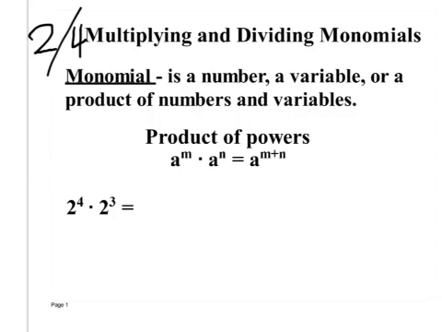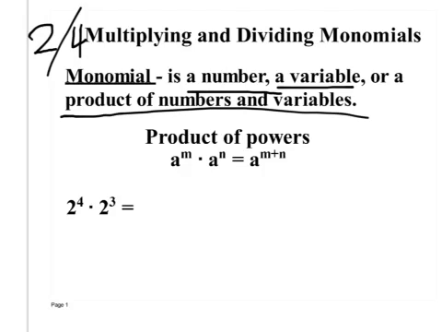Multiplying and dividing monomials. A monomial is a number, a variable, or a product of numbers and variables. So I could say a monomial is 2. I could say a monomial is x. I could say a monomial is 2x because that is a product of a number and a variable. Or variables, so we could add another variable to it. Those are what monomials are. Okay? We're going to learn how to multiply and divide those today.